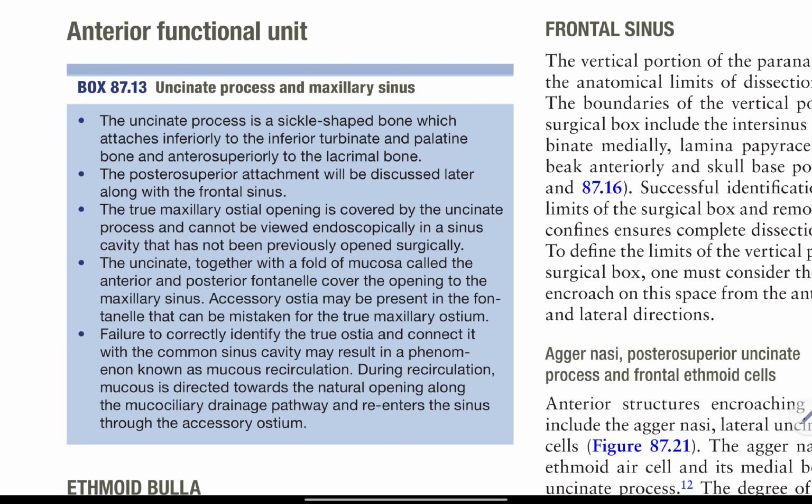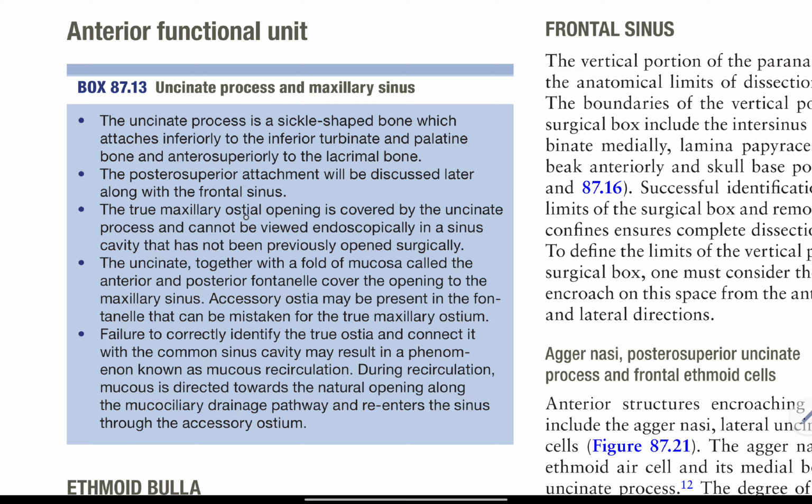Anterior functional unit. Box 87.13: Uncinate process and maxillary sinus. The uncinate process is a sickle shaped bone which attaches inferiorly to the inferior turbinate and palatine bone and anterosuperiorly to the lacrimal bone. The posterior superior attachment will be discussed later along with the frontal sinus.